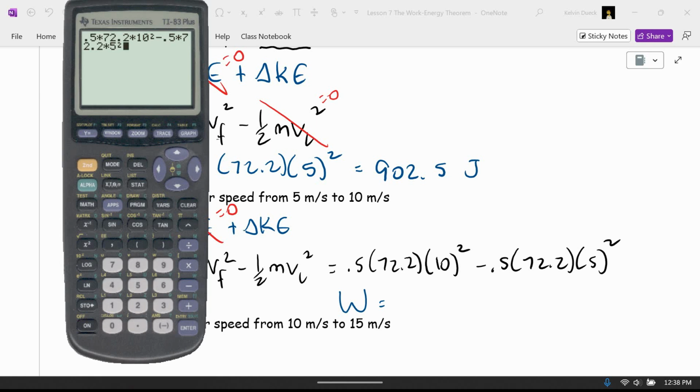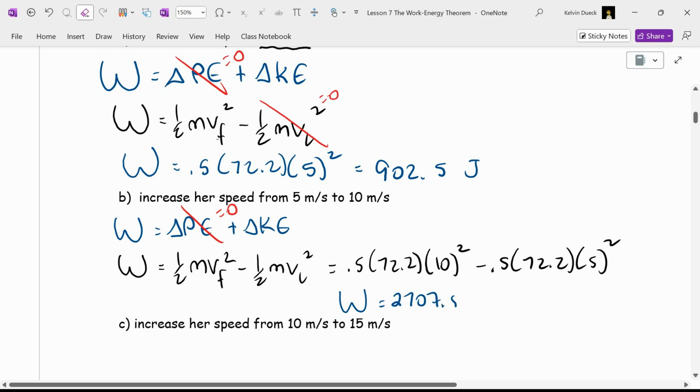You're not going to get 902.5 joules, even though it's the same increase of 5 meters per second. Maddie, what'd you get? I got 2707.5. See if you get that. What does this mean? Once you're going fast, if you want to go faster, does it take more energy than the previous gap or less energy than the previous gap? The faster you go, the more it takes to go faster.